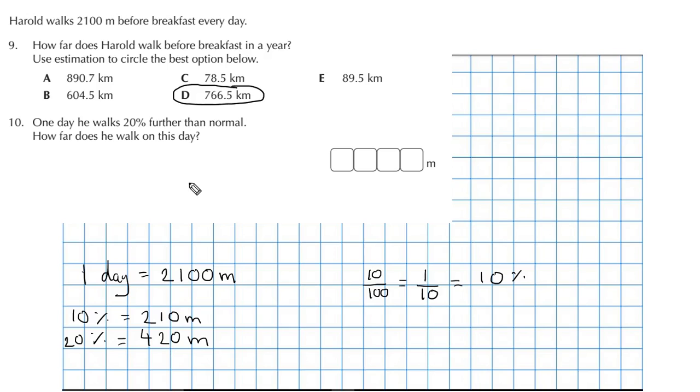Now he walks 2,100 meters, and he walks this extra bit as well. So 2,100 add 420. Okay, and the final answer then is 2,520 meters. Okay, I hope that helped.